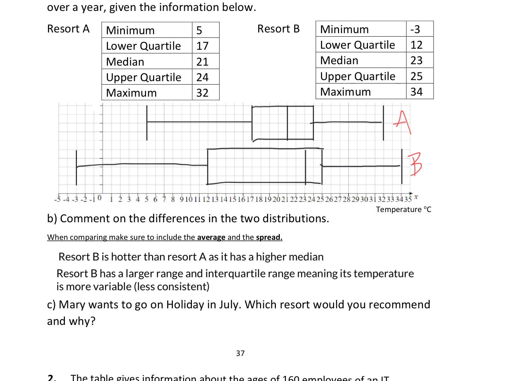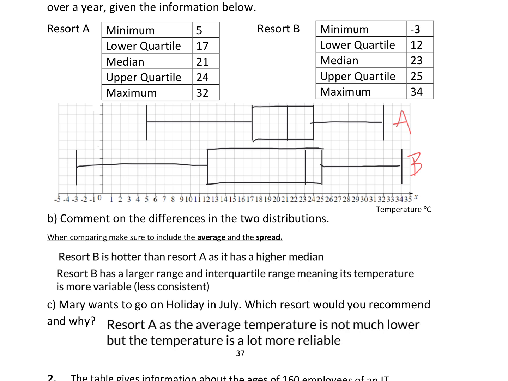You don't want it to be a week of the temperatures being really low. So you might sacrifice 1 or 2 degrees in average temperature to make sure that the temperature is going to be good throughout the whole week. So to summarize, I'll put it in text now, but I'd be going for A. Resort A, as the average temperature is not much lower, but the temperature is a lot more reliable.